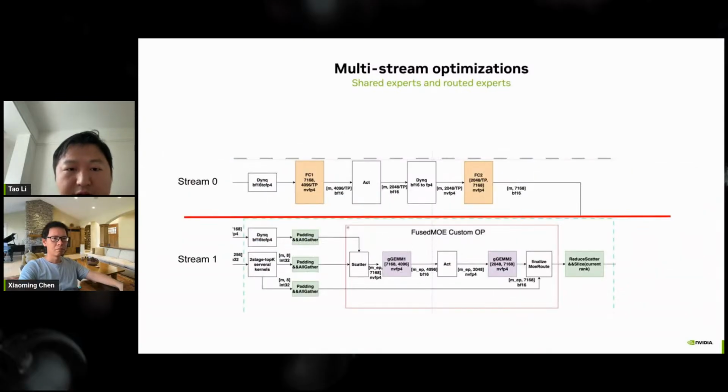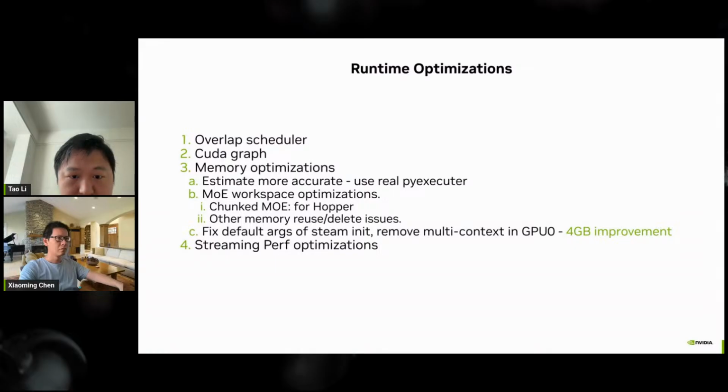In the MoE part, there can also be two streams. Stream zero is running the shared expert, and stream one will run all the operations of the routed expert. So that's all about the MoE optimizations.